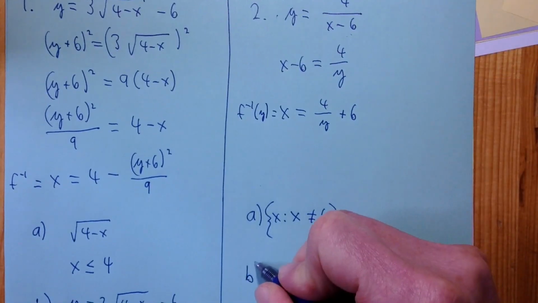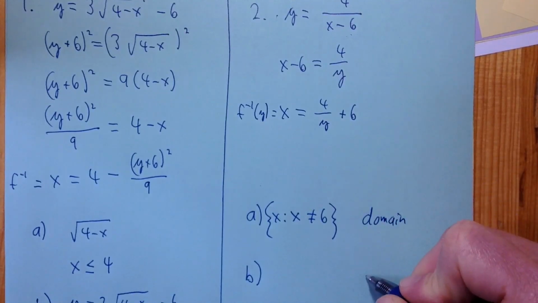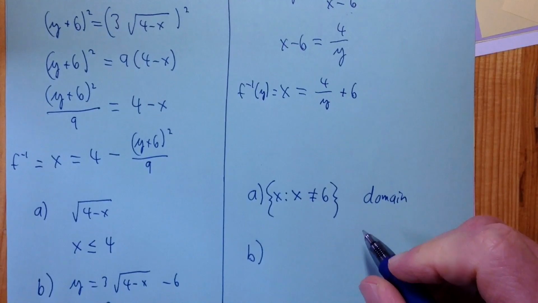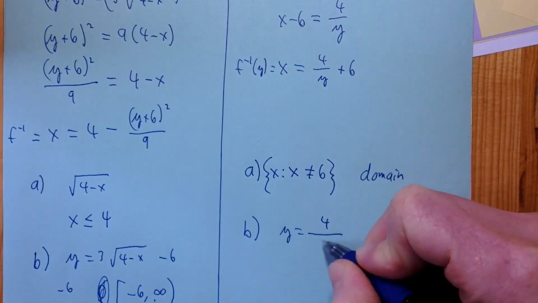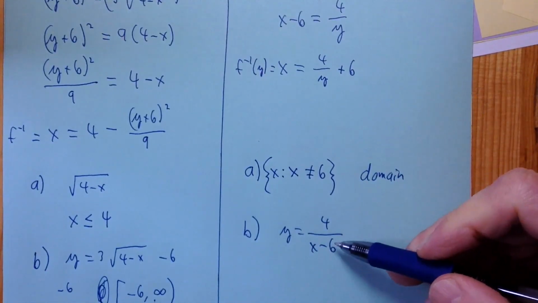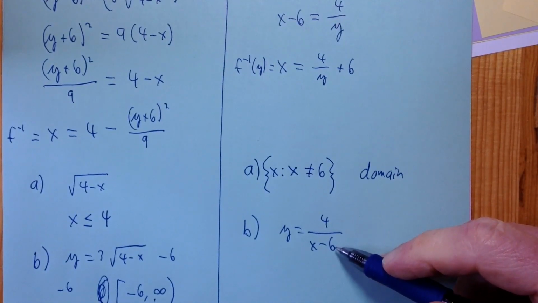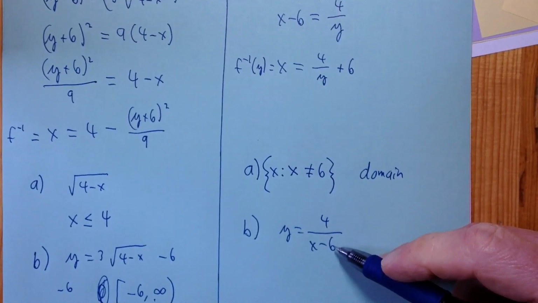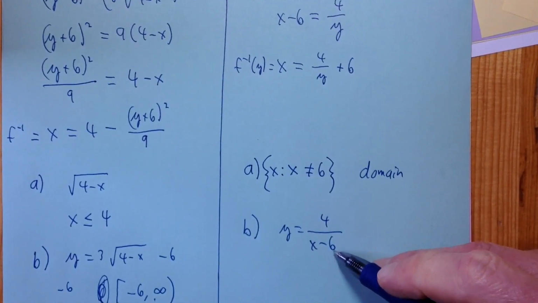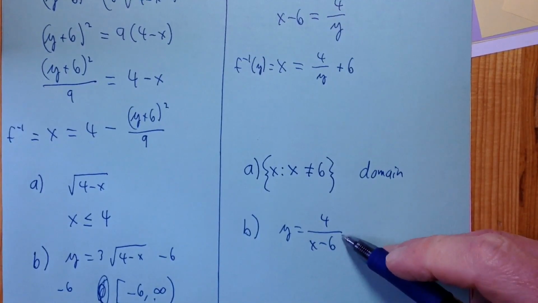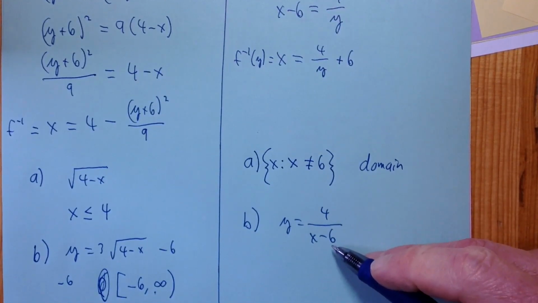Okay, then what is the range, which is typically trickier? So I'll write domain here to remind myself. Okay, so what is the range? And let's look at that again. I'm going to rewrite it down here. So y is equal to 4 over x minus 6. Let's see, when x equals 6, it's 4 over 0, which is like infinity, positive infinity. So when x is just less than 6, it's going to be negative, we have negative infinity. When x is just greater than 6, it's positive, we have positive infinity.